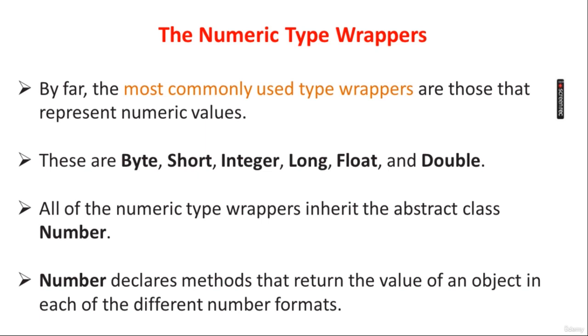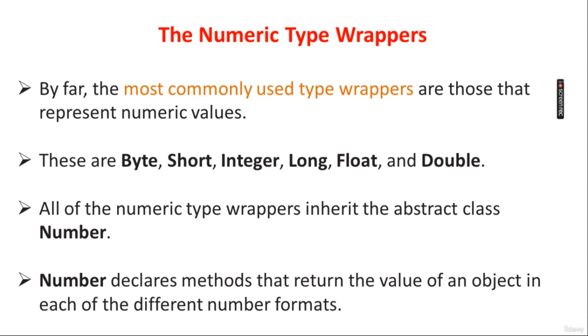Numeric type wrappers. The most commonly used wrappers are those that represent numeric values. These are Byte, Short, Integer, Long, Float, and Double. Okay, most of the time, which wrapper classes do we use? Byte, Short, Integer, Long, Float, and Double. All of the numeric type wrappers inherit the abstract class Number. Okay, so the abstract class Number is extended and implemented in all these classes: Byte, Short, Integer, Long, Float, and Double. Number declares methods that return the value of an object in each of the different number formats.